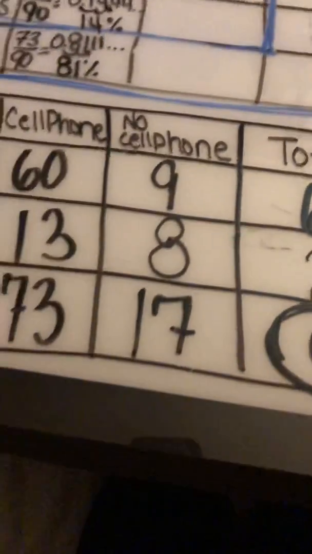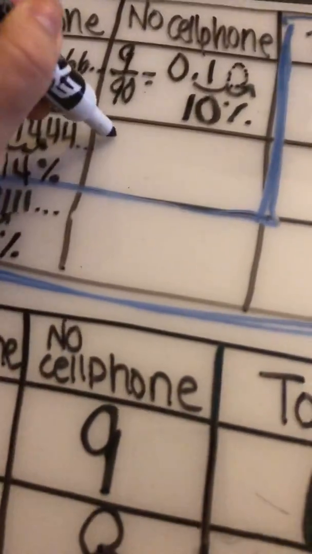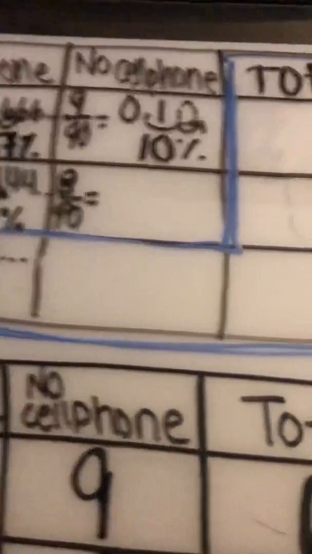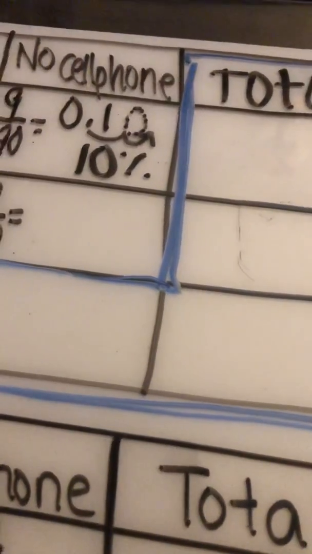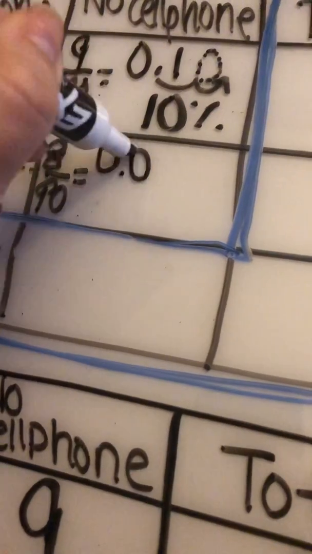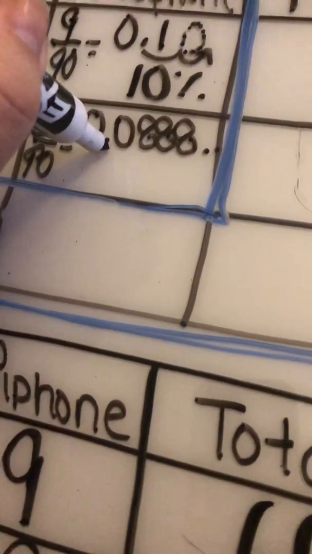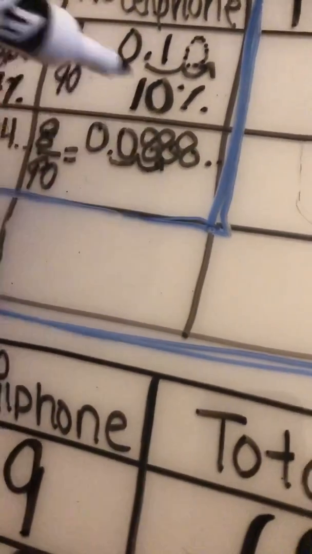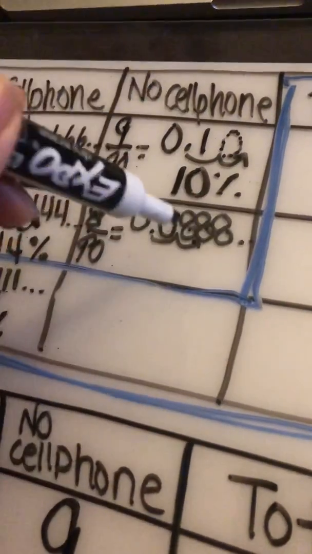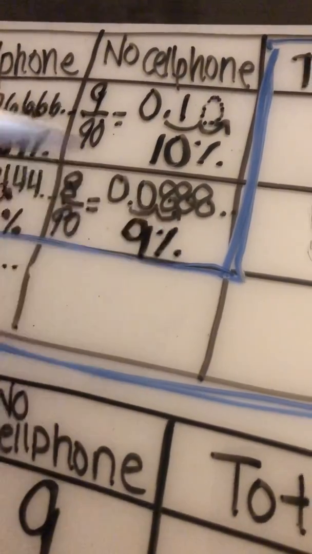Okay, I then go to no cell phone, no AirPods, 8. So that's going to be 8 over 90. Oh, I'm getting sloppier as I go along. Okay, so now 8 divided by 90 equals 0.08 repeating. And if we make that into a percent, we're going to move it twice. So it would be 8.8 repeating percent, but we're going to round that to 9% because the 8 would bounce that 8 up, okay? So we're going to make this 9%.